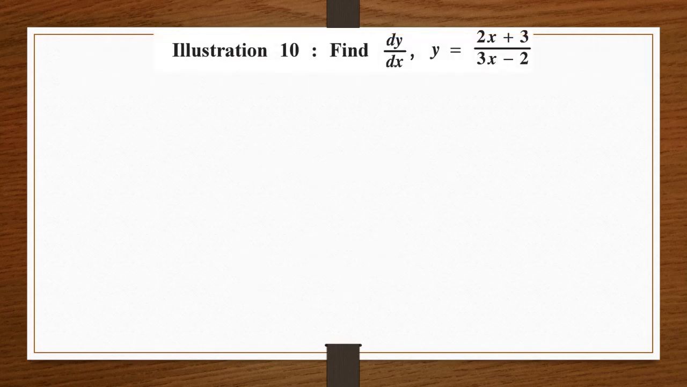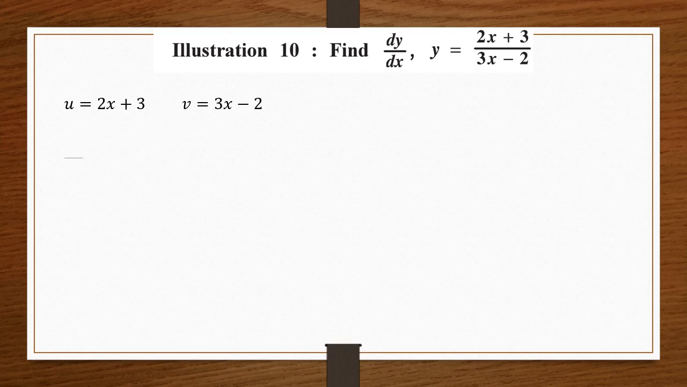Illustration 10, we have to find dy upon dx when y is 2x plus 3 upon 3x minus 2. So as you can see, two values are there. One is in the numerator, one is in the denominator. The numerator we will assume as u, that is 2x plus 3, and the denominator we will assume as v, that is 3x minus 2. So once u and v are clarified, we have to differentiate them separately.